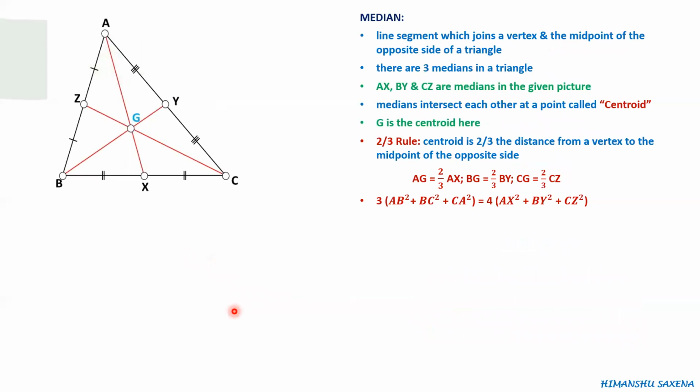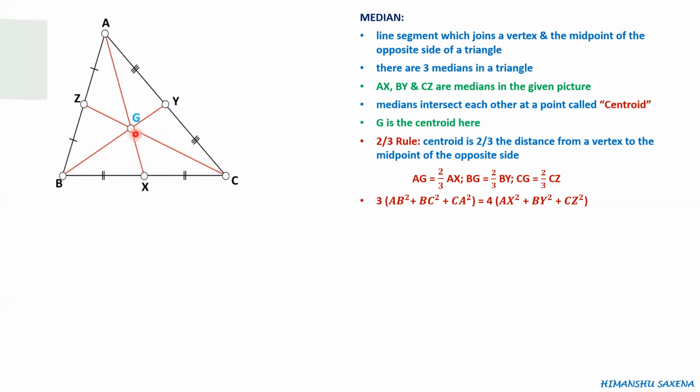Now let's talk about medians. What is a median? A median is a line segment which joins a vertex and the midpoint of the opposite side of a triangle. So here is the vertex and here is the midpoint of the opposite side. The line which joins the vertex and the midpoint of the opposite side is called a median. There are three medians in a triangle: one is AX, another one is BY, and another is CZ. All three of them intersect in one common point, which is called the centroid. So here G is the centroid.